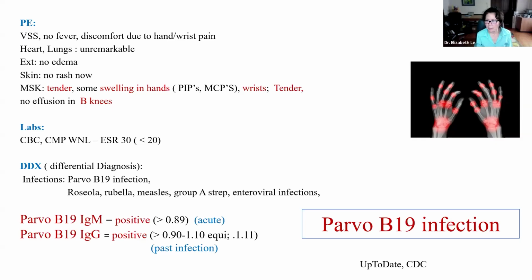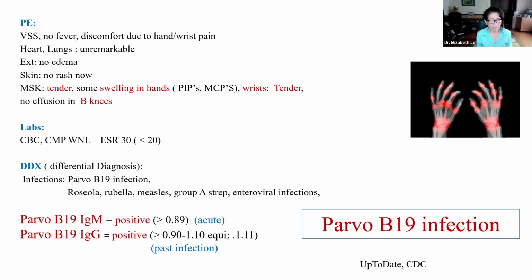The PIPs are these joints here. They're close to the wrist. And the PIP are the proximal interphalangeal joints, what's right here. The DIP, which is the distal, are these joints. But she has joint pain in the MCP and the PIPs and both wrists. They're swollen and tender. The knees are tender, but there's no effusion, no swelling.